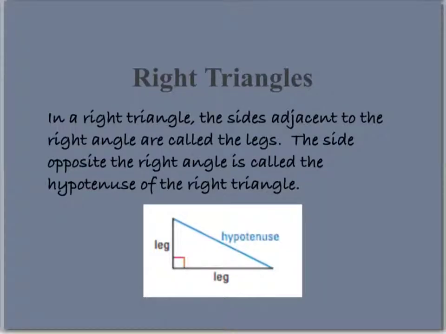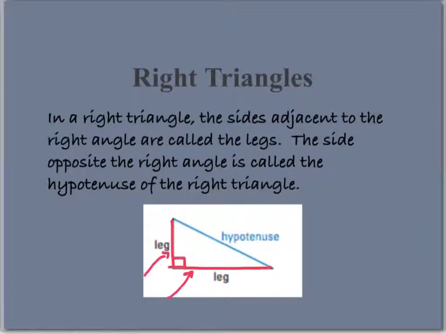Let's talk about that special case that we mentioned just a little bit before. In a right triangle, the sides adjacent to the right angle are called the legs. Okay, so here's our right angle. You guys know that the right angle is the one that's got the box in it, right? So here's our right angle. The sides that are adjacent to that right angle, or in other words, the sides that make that right angle, those are called the legs. Okay, so these are the legs.